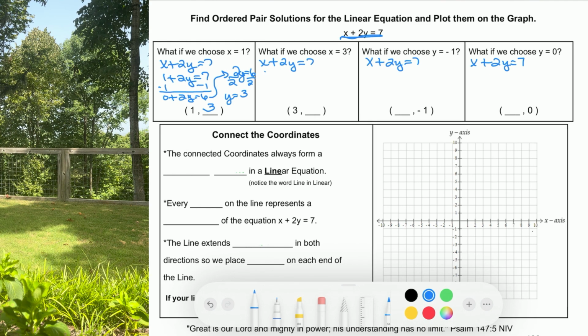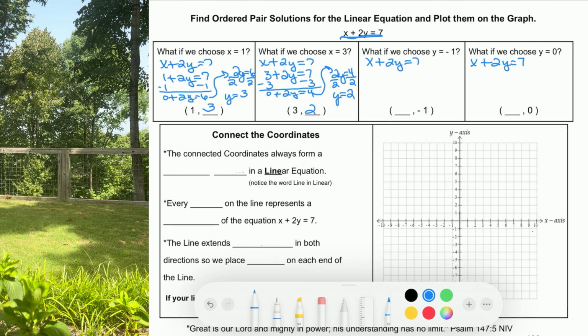Next one. What if we choose x equals 3? How will that change our coordinate? So I'm going to plug in 3 for x. Subtract 3 from both sides. And I get 4 right there. Bring this up. 2y equals 4. Divide by 2 on both sides, and I get y equals 2.